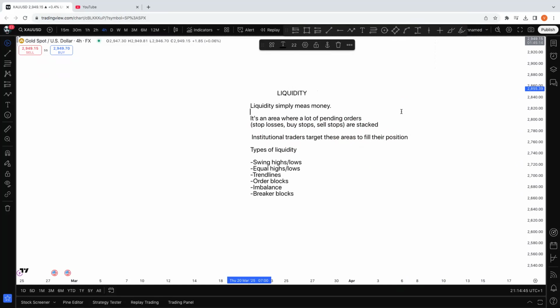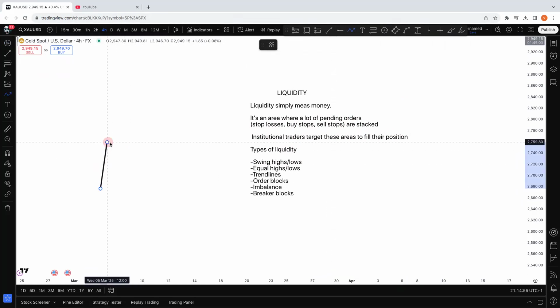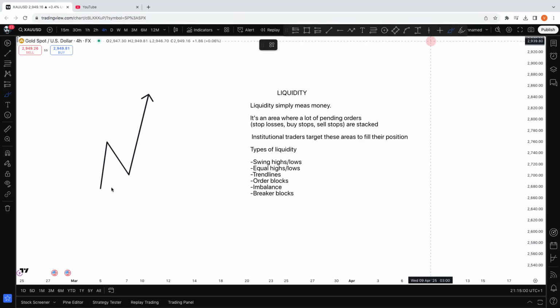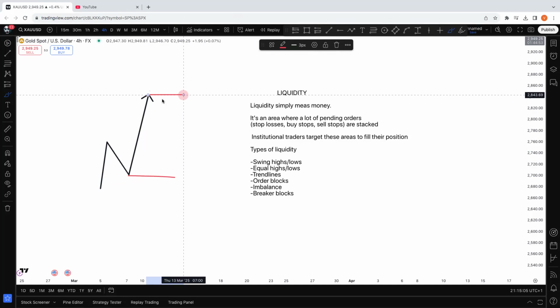And we have types of liquidity. Number one is the swing highs and lows. Let me quickly explain these swing highs and lows because it's important. Let's say we have a market moving this way. This zone here, this higher low, this higher low, and this new higher high is our new swing. Now we have two types of swing liquidity. This move from this zone to this zone is our external liquidity.